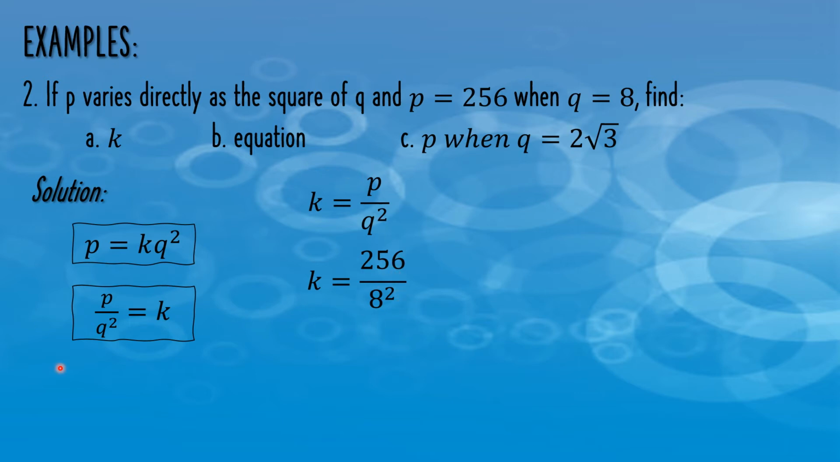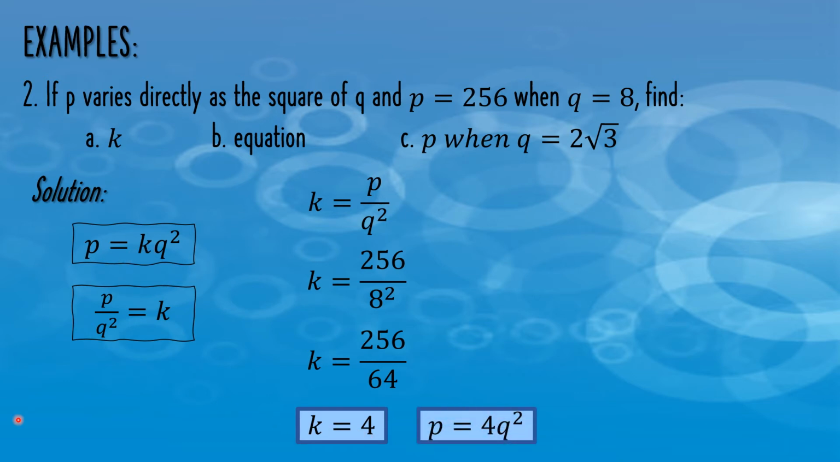Next is to multiply 8 times 8 dahil 8 squared ang nakalagay dyan. So, magiging 256 over 64. And then, i-divide ang 256 sa 64. So, the value of k is 4. Next, yung 4 na nakuha natin sa k, i-substitute lang natin dito sa ating equation.